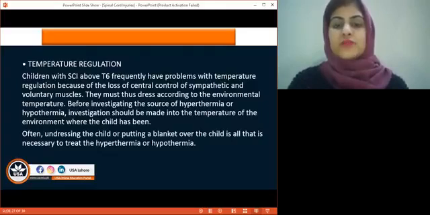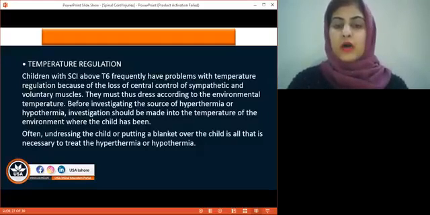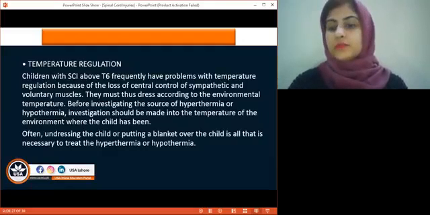Often undressing the child or putting a blanket over the child is all that is necessary to treat hyperthermia or hypothermia. So there is no need to panic. All you can do is put a blanket over the child, or you can undress the child. That will be enough.